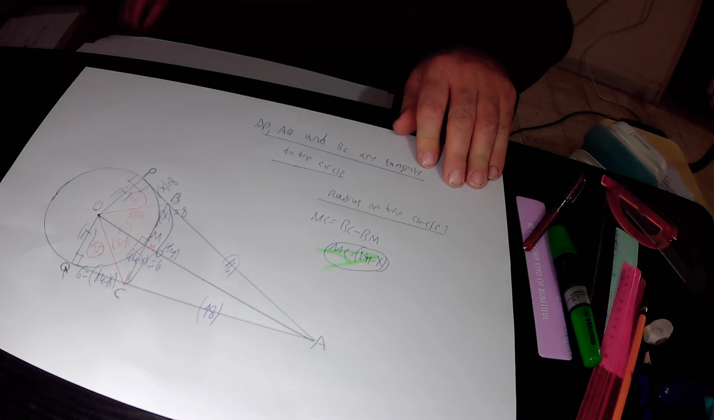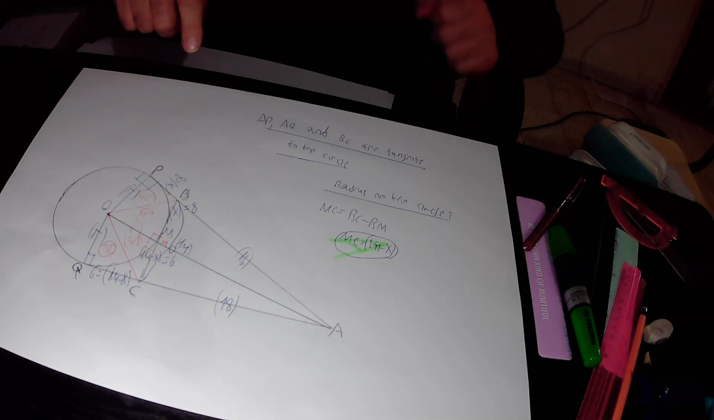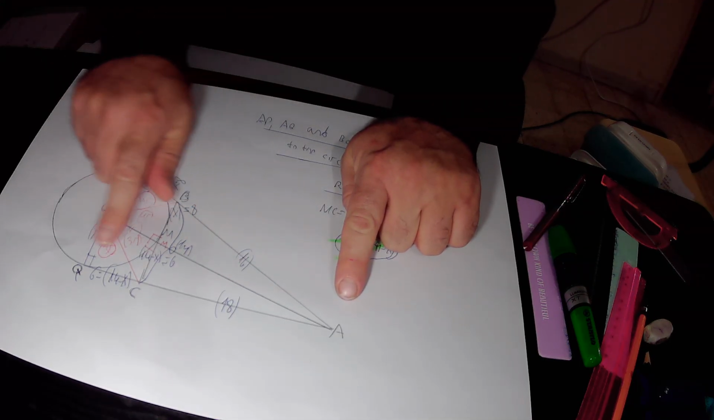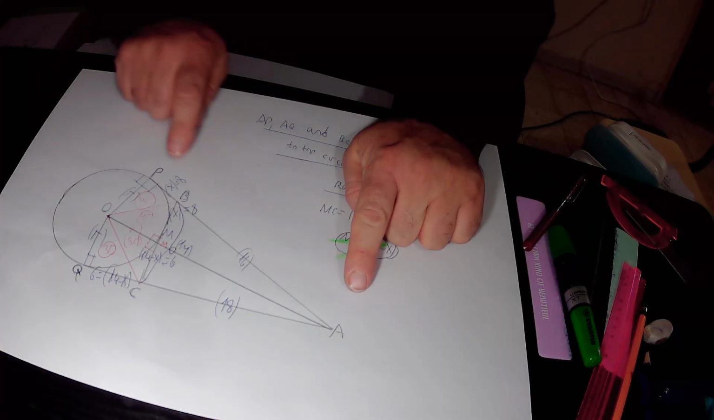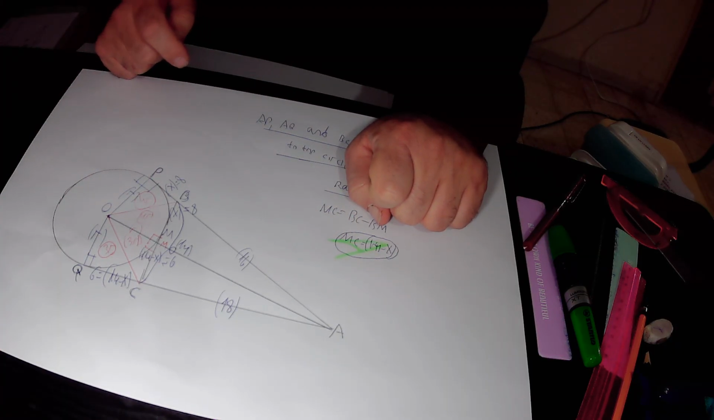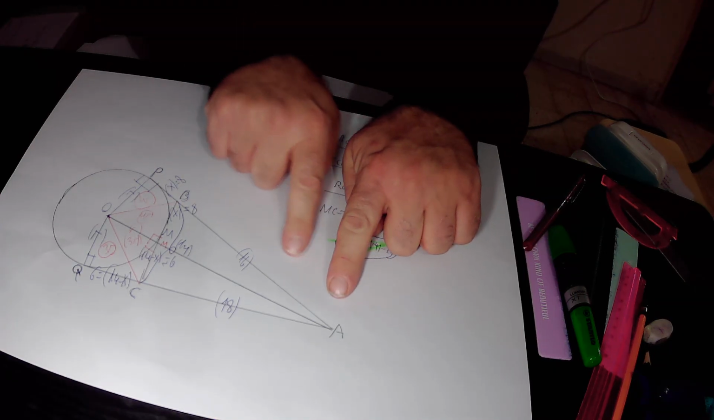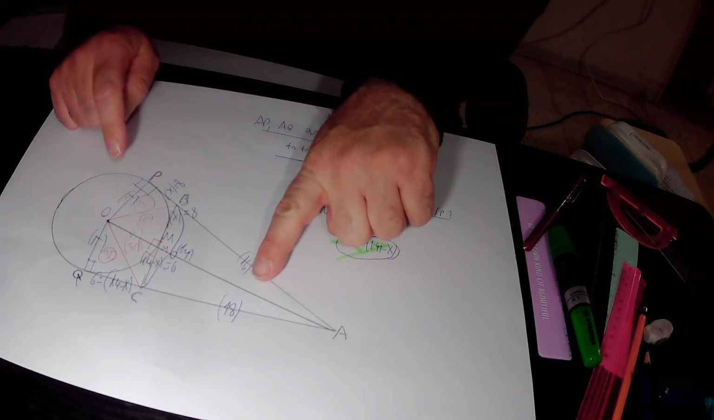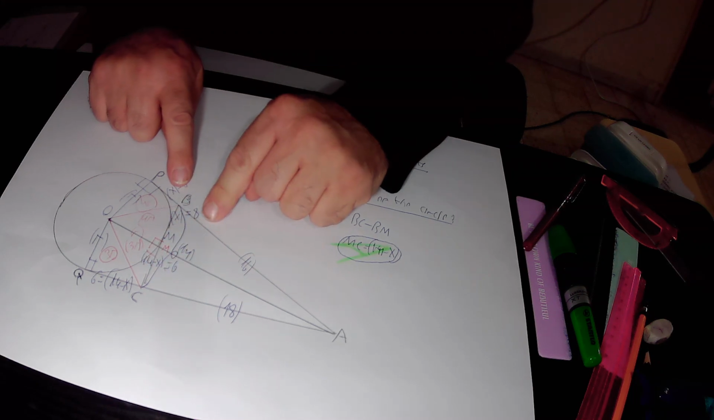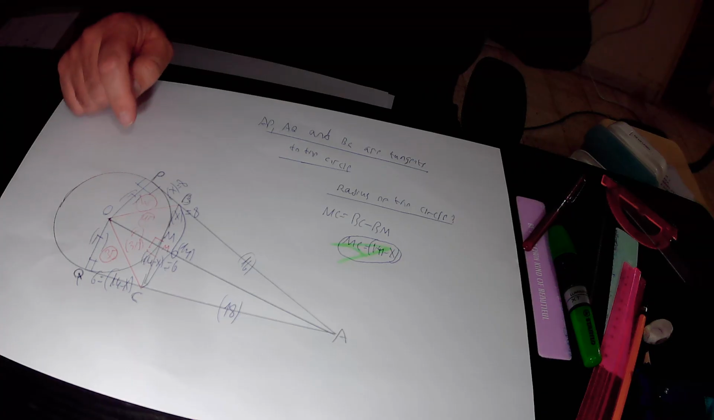So in this section, our task is to find the radius of this circle. We have a circle, and tangent AQ, tangent AP, and tangent BC are all tangent to this circle. In addition, we know that AB equals 16 units, AC equals 18 units, and BC equals 14 units. Again, our task is to find the radius of this circle.